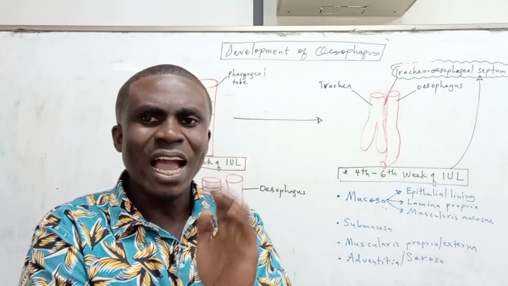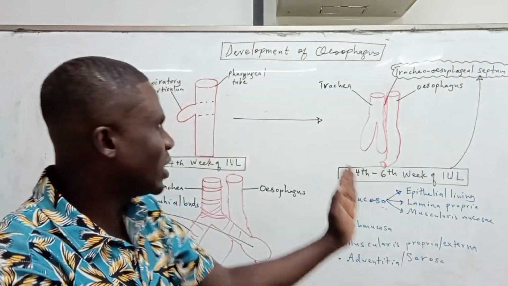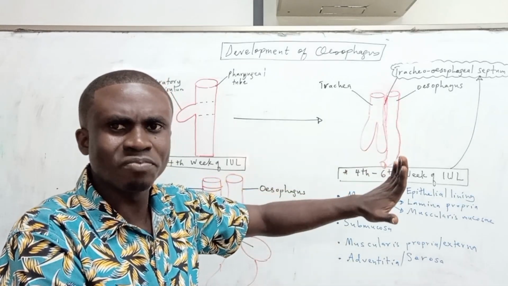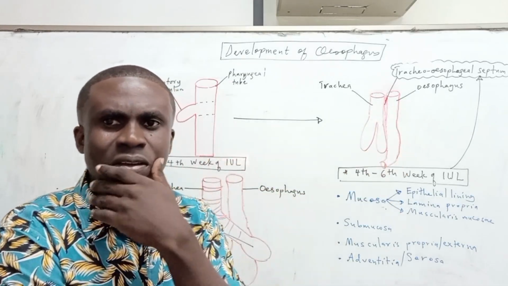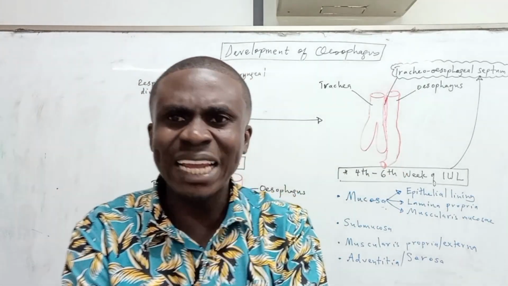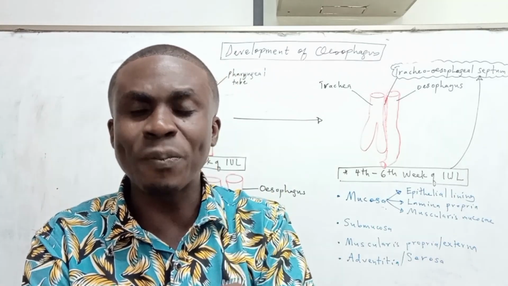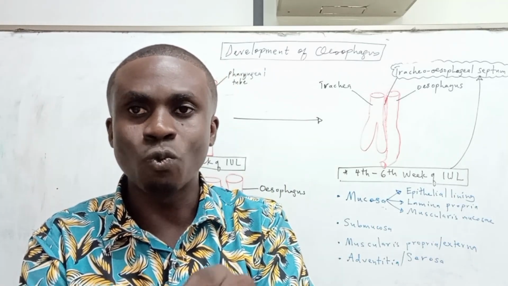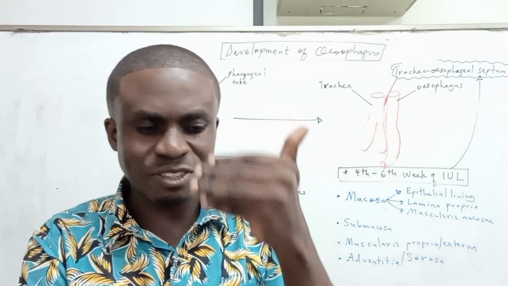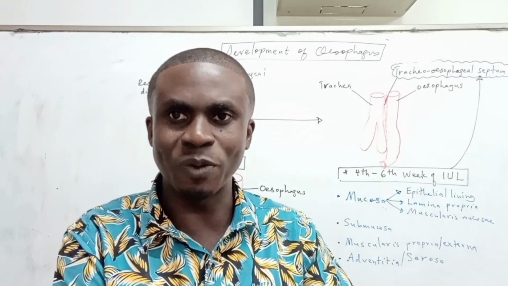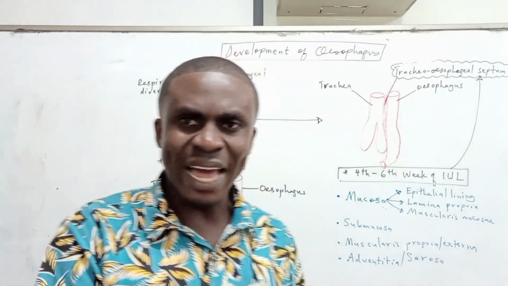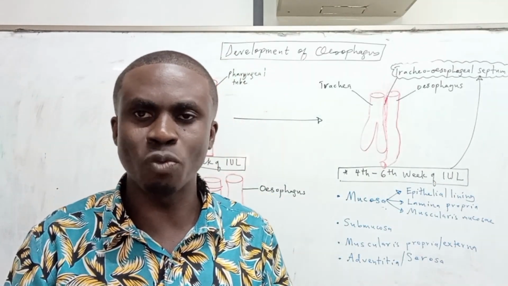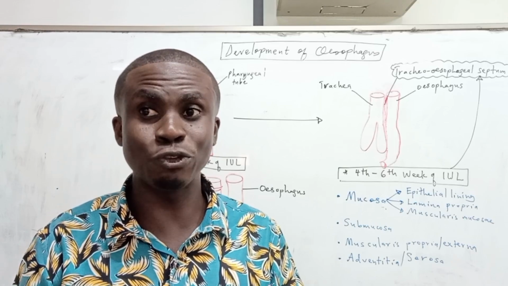But my friends, around the 4th week, 6th week, whatever week, during development of the esophagus, the epithelial lining is simple columnar epithelium with cilia. So we have ciliated simple columnar epithelium. That is what we find at the initial stages of the development of the stomach. That's what I want you to know.